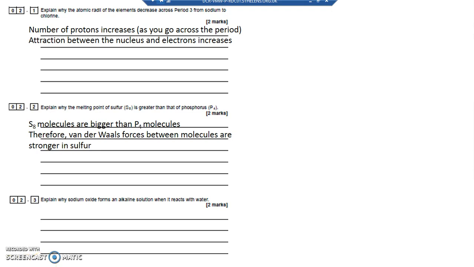Explain why sodium oxide forms an alkaline solution when it reacts with water. Tricky one that. An oxide ion is O2 minus, so the O2 minus is going to react with the water and it's going to make hydroxide ions. So alkalis or bases are hydroxide ions.